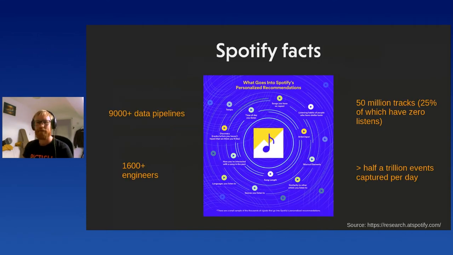Let's talk a little bit about Spotify. Spotify is probably the number one in music recommendations as of today. By their own numbers, they have thousands of engineers working on the product. They have thousands of data pipelines running constantly. They have 50 million tracks, a quarter of which nobody's ever listened to. And they are capturing 500 billion events every day.